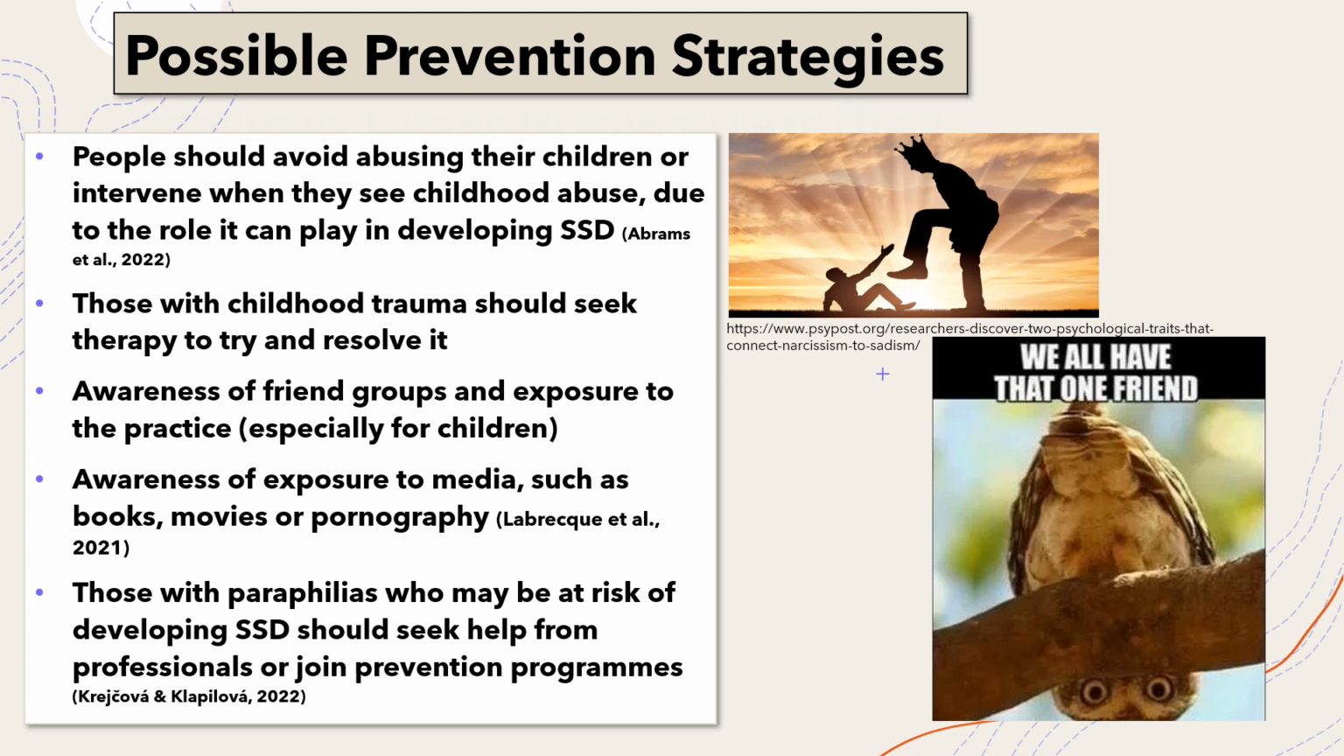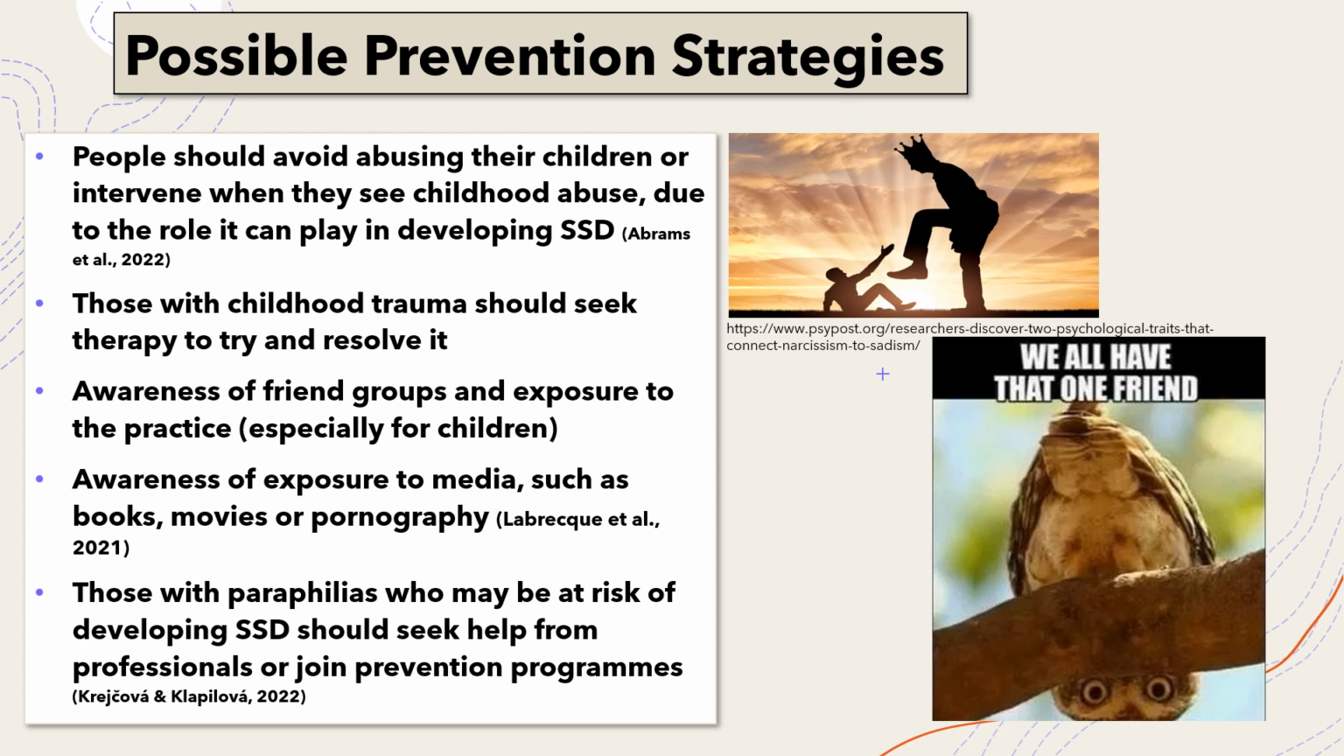When discussing possible prevention strategies, we look back to what causes the disorder in the first place. So, considering this, we should consider the role of abuse. Abuse should be avoided in all ways possible. That applies to those who may be abusing others, as well as those who could possibly escape abuse. Those with childhood trauma should actually try to seek therapy to try and resolve it.